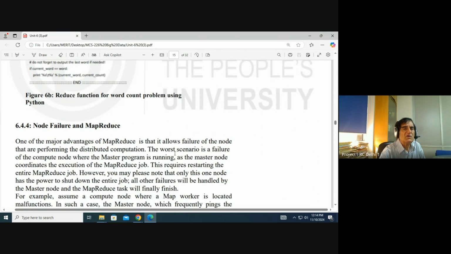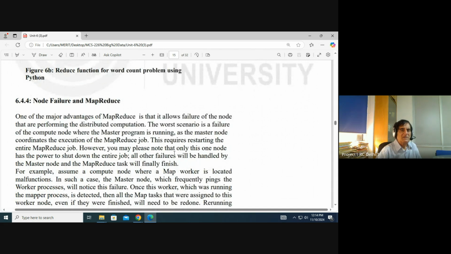So node failure and MapReduce. One of the major advantages of MapReduce is that it allows failure of the nodes that are performing the distribution method. The worst scenario is the failure of the computer node where the master program is running, as the master node coordinates the execution of the MapReduce.